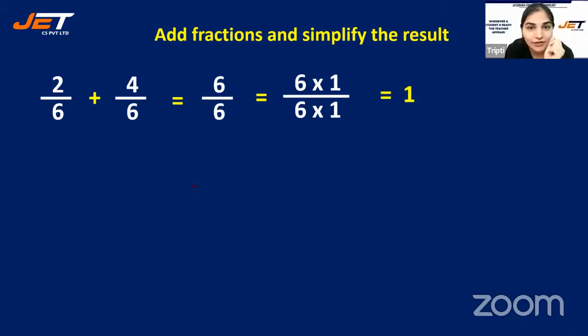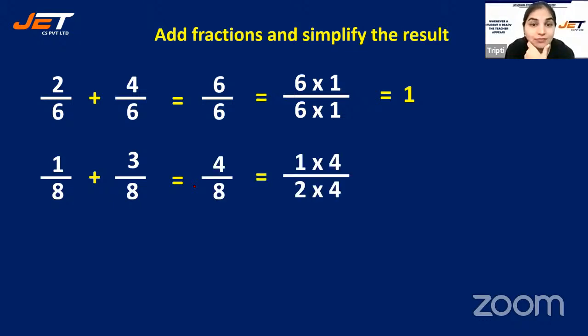Now, let's simplify it. So, 6 by 6 can be written as 1. Now, 1 by 8 plus 3 by 8 is 4 by 8. Let's simplify it. What can be done here? 1 times 4 and 2 times 4. So 4 can be cancelled and it can be written as half, 1 by 2.